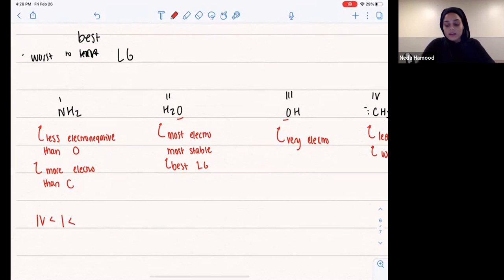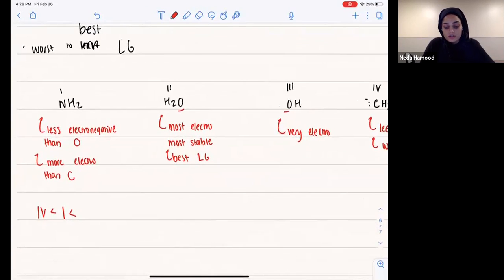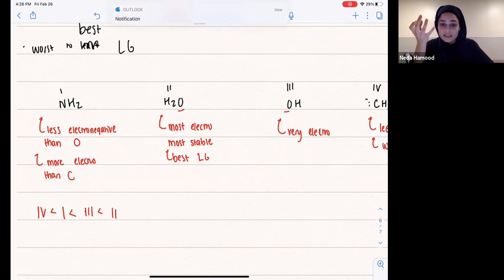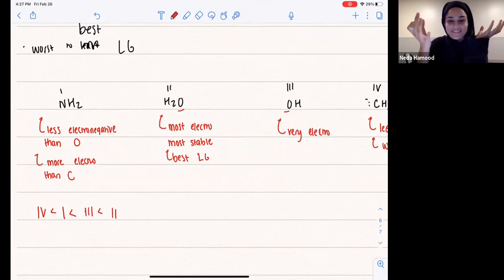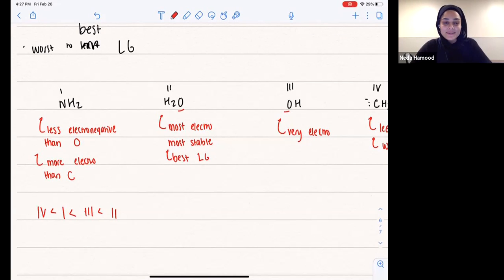So then we have 1, and then OH is the second best, but H2O is the most stable on its own. What are you more likely to see in nature? A water molecule that's so happy and content with its existence, or an OH that's like, oh, I'm an acid, I'm going to go attack someone, literally. The water molecule is definitely going to be more stable. So yeah, that's pretty much my explanation.